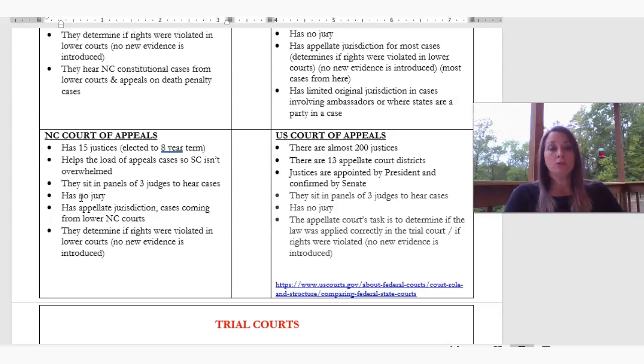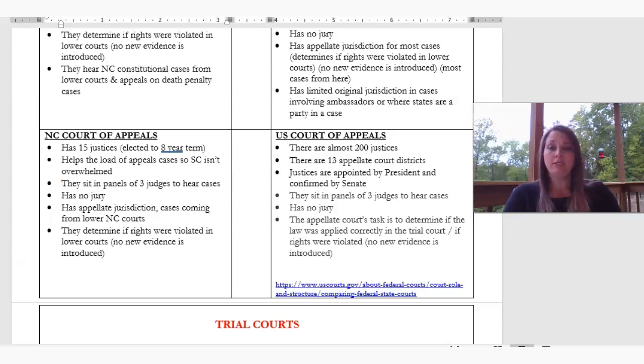Now, none of these appeals courts have juries. None of them, not the courts of appeals and not the Supreme Courts. These are issues that are decided specifically by judges. Why is that? Because there's no new evidence that's going to be introduced. You're looking at rights violated. And who are the experts in rights? Well, that's going to be your justices. These guys have had to be lawyers, and so they have to understand the law to begin with. So it's important to understand that you have the experts to decide if your rights were violated or not.